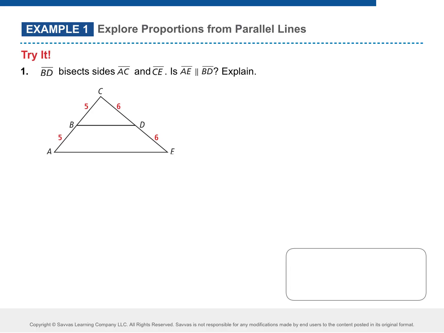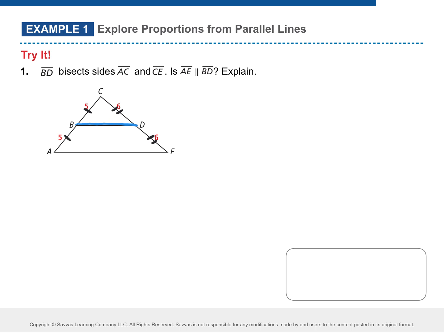Looking at your example 1 here in your notes, it says BD bisects sides AC and CE. What does bisect mean? Bisect means splits it in half. So they're talking about this line BD. It splits these two sides in half. Is that true by the labels they gave us? Yep, because on the left side, both of them are 5. On the right side, both of them are 6.